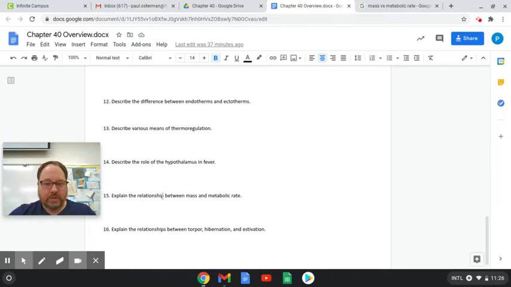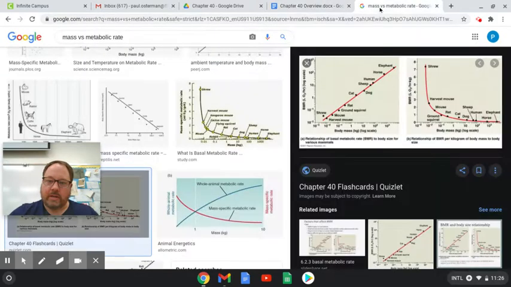Let's see, relationship between mass and metabolic rate. This is a funky one. I had to look for a graph that I thought was helpful with this. If you look at metabolic rate in relation to overall body size, as organisms get bigger and bigger, their metabolic needs increase, right? Which makes sense. If you're a big organism, you're going to need more calories to maintain that bigger body.